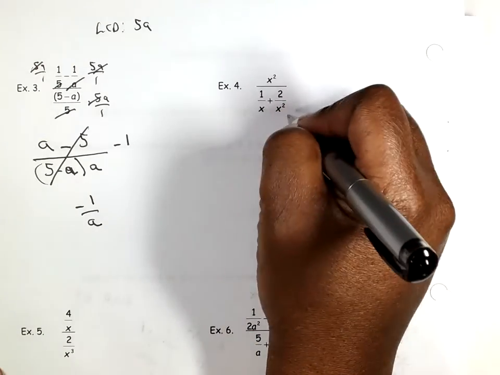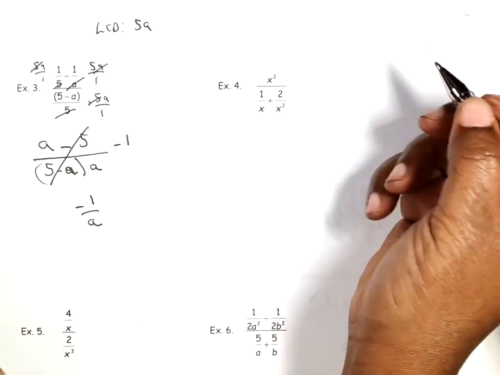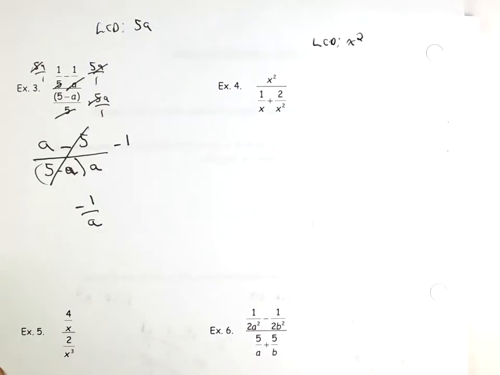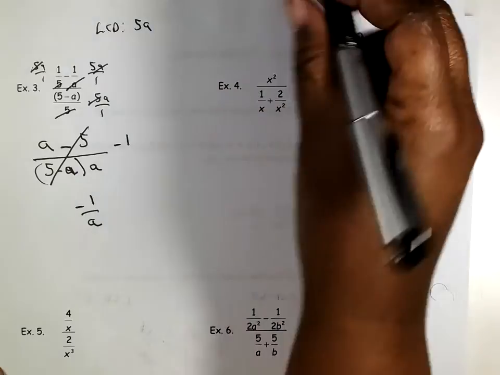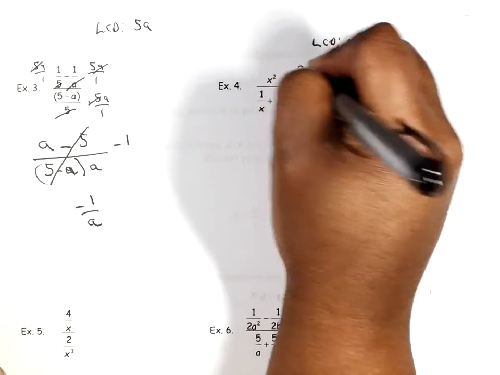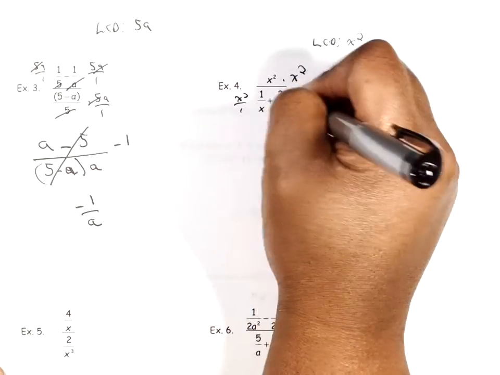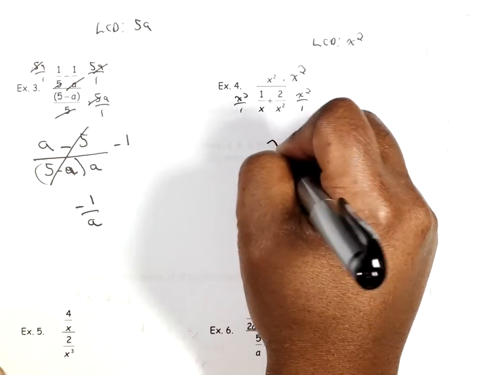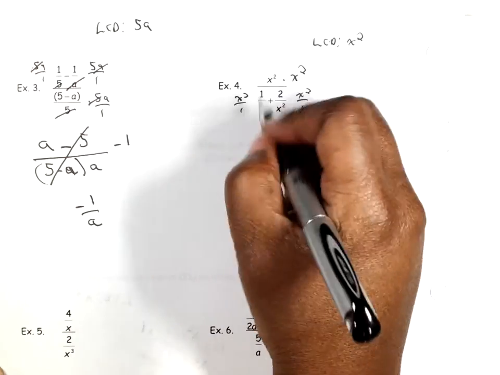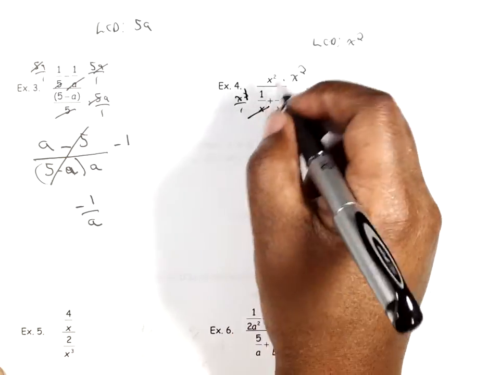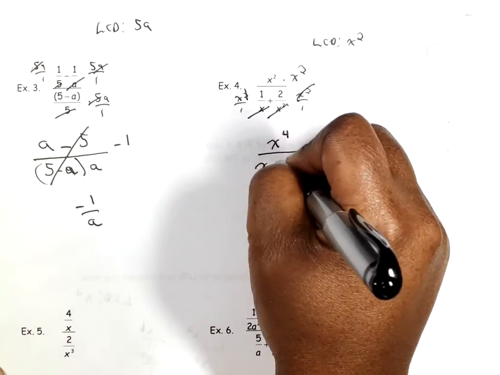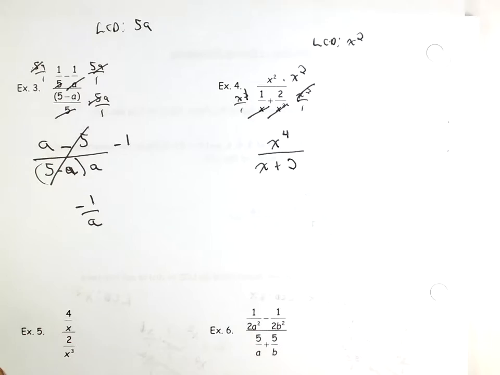Number 4, we have an x squared and an x for the smaller denominators. So my LCD has to be the greatest power, so it's x squared. So I have to multiply the top by x squared and each of these terms on the bottom by x squared. So on top, I'm left with x to the 4th. This x knocks out one of those, so I have x. And then the x squareds cancel, so I have 2. So x to the 4th over x plus 2.